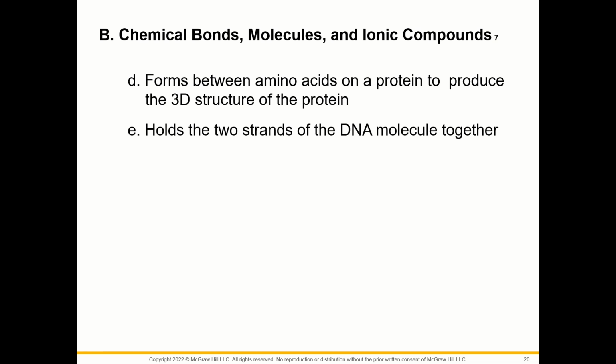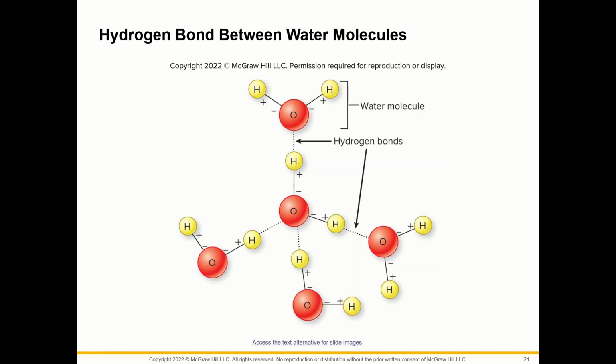Hydrogen bonds form between amino acids on a protein to produce the 3D structure of the protein. And the hydrogen bonds hold the two strands of the DNA molecule together. Now, these bonds are easily broken, but they're also easily and readily made. That ability to break and form very easily is shown by this dashed line. You can see the water molecules bonded to each other through these hydrogen bonds.